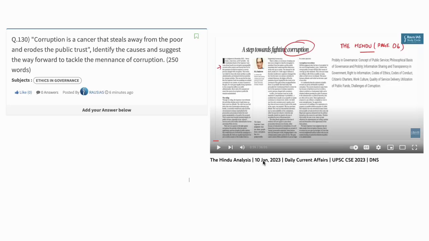Based on this, the question is: corruption is a cancer that steals away from the poor and erodes the public trust. Identify the causes and suggest the way forward to tackle the menace of corruption. This question carries 15 marks and needs to be written in 250 words. And the link for this particular question has been added in your YouTube description.